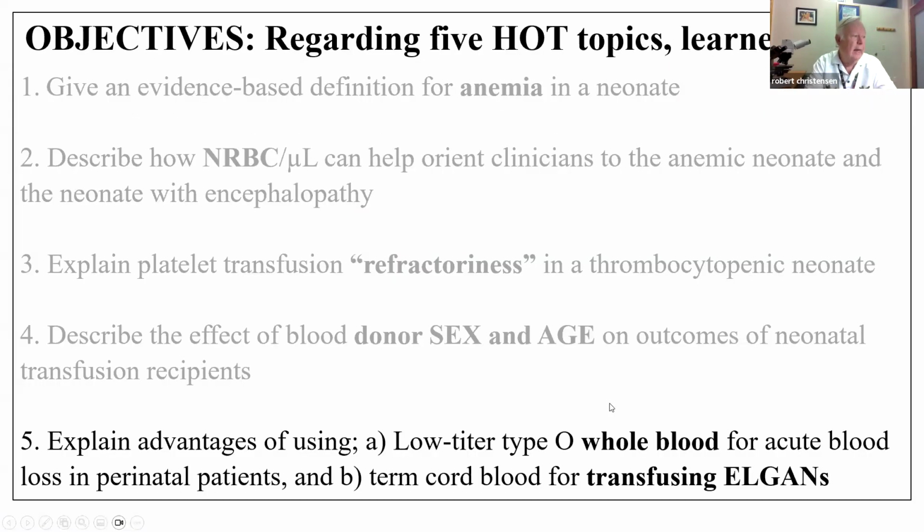So now we'll go to the last issue, and that is explaining the advantages of a low titer type O whole blood for acute perinatal blood loss, and using term cord blood as a transfusion product for extremely low gestational age babies.